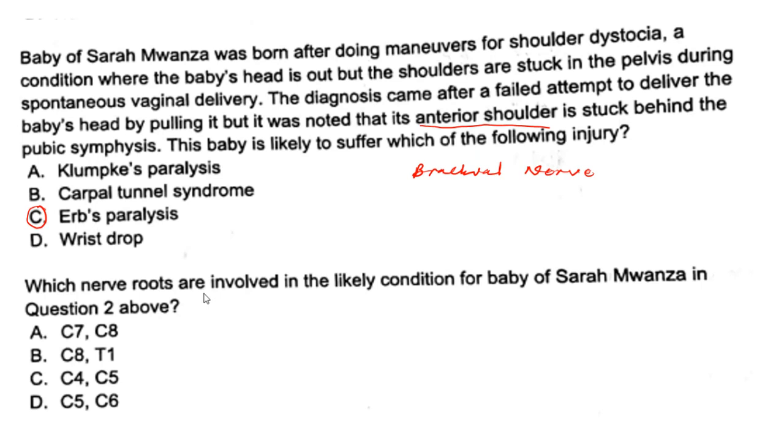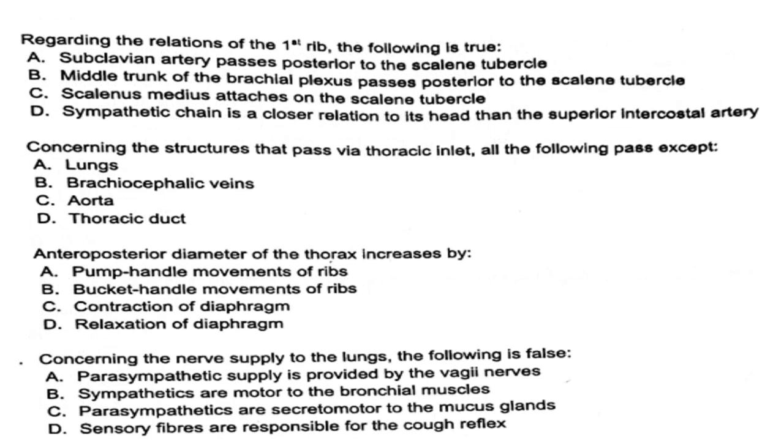Which nerve roots are involved in the likely condition of the baby of Sarah Mwanza in question 2? The baby is likely to have been injured by an injury which has affected the C5 and C6 roots of the brachial plexus.